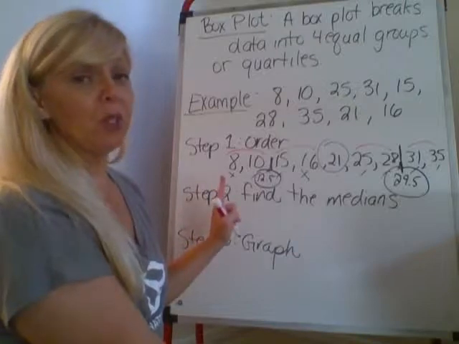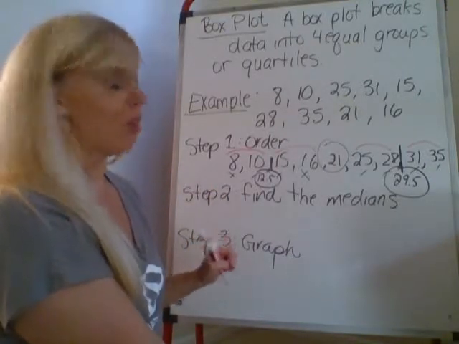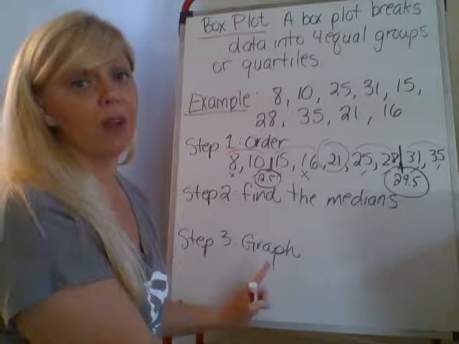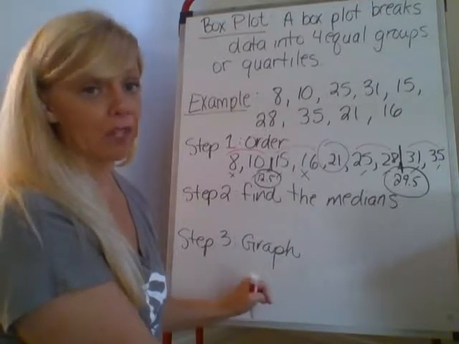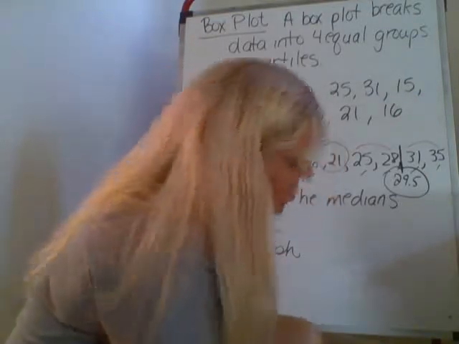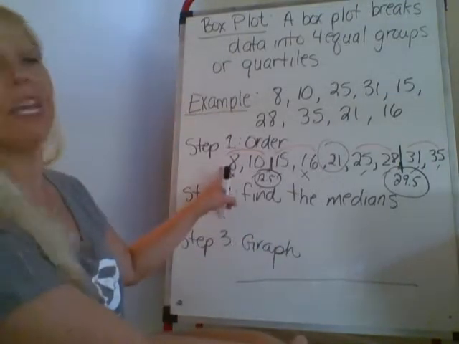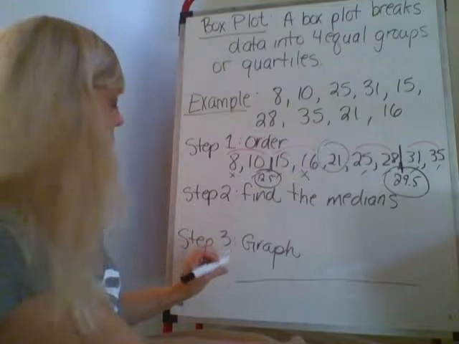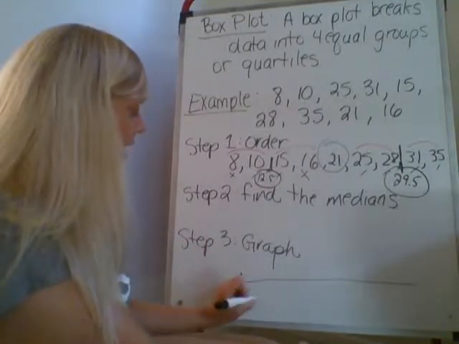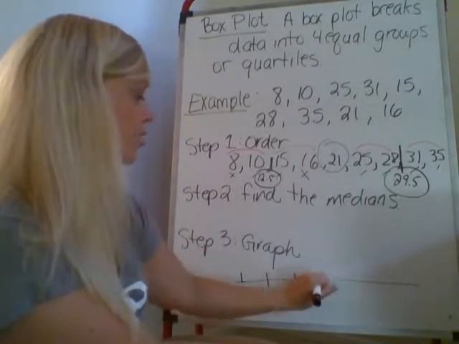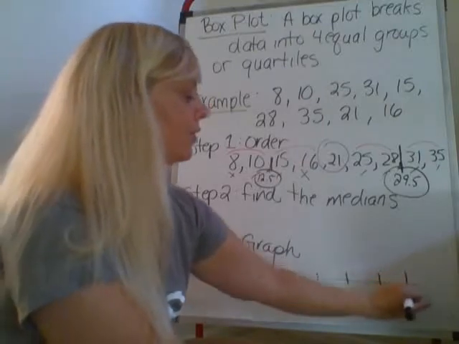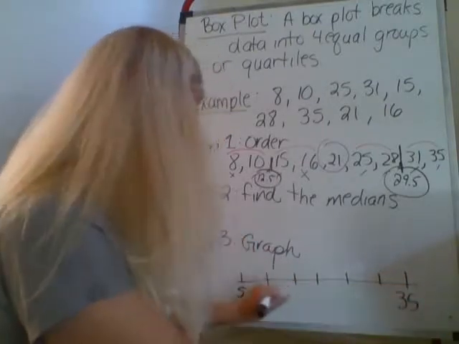But just because they're in 4 equal groups doesn't mean all my pieces are equal. So when we graph it, we're going to see where any clusters or gaps are in my data. So let's go ahead and graph it. I need to go from, let's make it from 5 to 35, so that we can hit 5, 10, 15, 20, 25, 30, 35. So we're going to count by 5s.